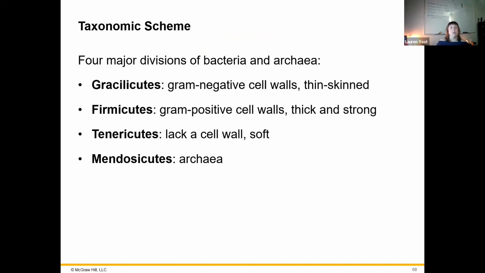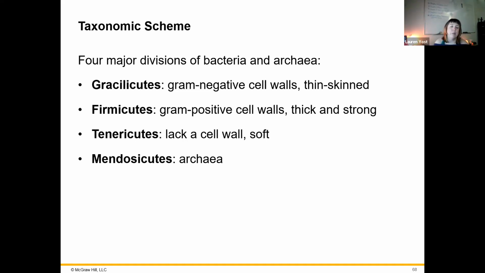So we can classify bacteria and archaea based on their envelope, basically. Does your organism have gram-negative cell walls? If it does, then it's a gracilicute. Does it have gram-positive cell walls? If it does, then it's a firmicute. Does it have no cell wall? Then it is a tenericute. And if it is an archaea, so it has a weird cell wall, that is the Mendosicute. Okay. Do what you need to in order to remember these.